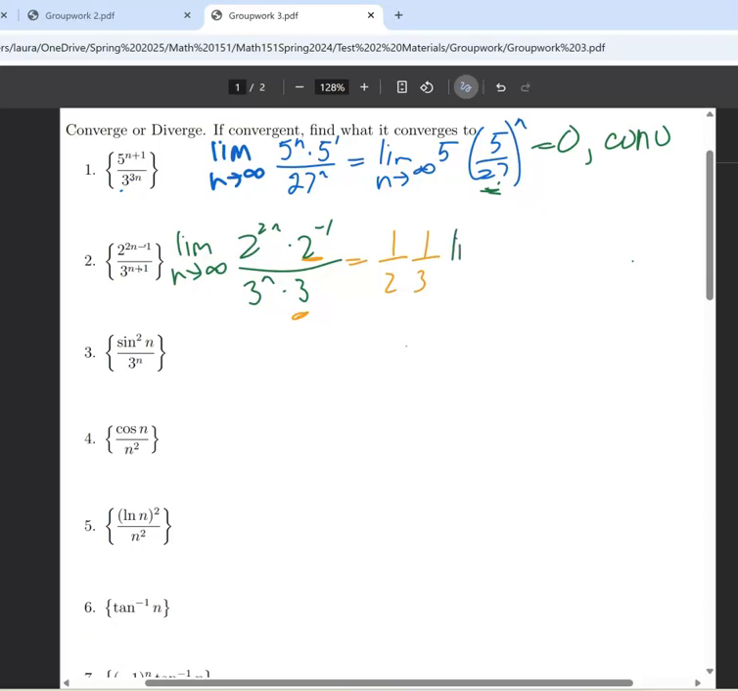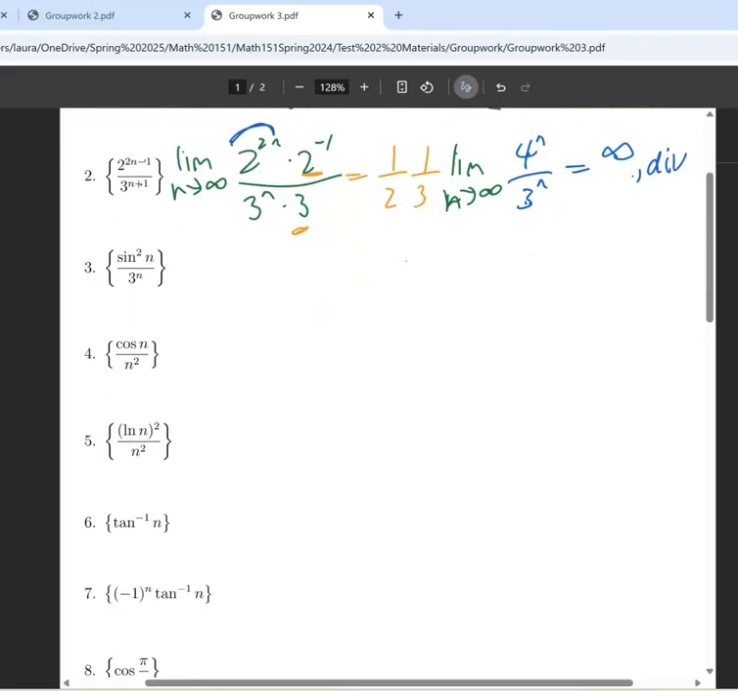So then what am I left with inside? As n goes to infinity, I'm interested in the number to the nth power. So let's think about this. Isn't this 4 to the n, and this is 3 to the n? And I don't need to write another step. Do you see that the number to the nth power is 4/3? That means it's infinity, and as a result, that sequence diverges.